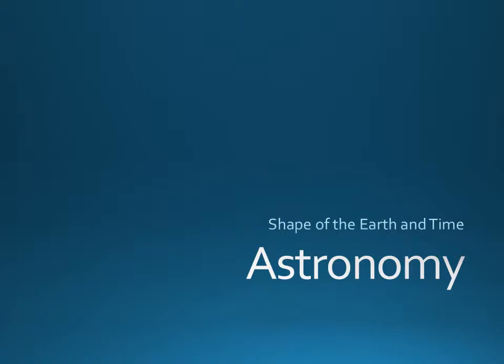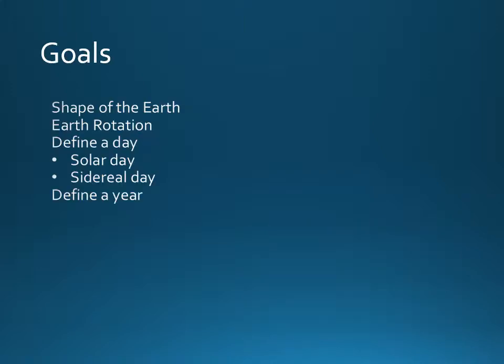In this lecture, we will look at the shape of the Earth and how time is determined from celestial events. The goals of this chapter are to determine the size and shape of the Earth, discuss the Earth's rotation, define a day, state the difference between a solar day and a sidereal day, and define a year.